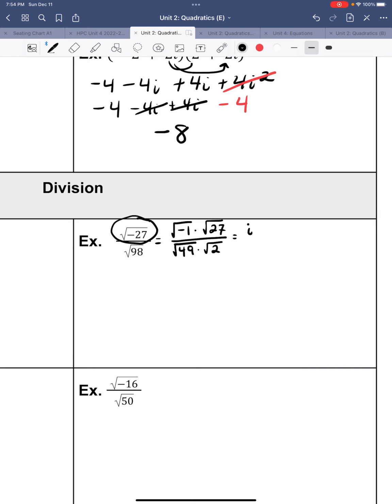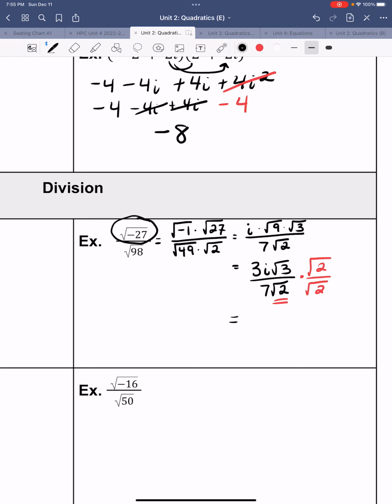We have i times the square root of 9 times the square root of 3, all over 7 root 2. And the square root of 9 is 3, so I have 3i root 3 all over 7 root 2. Now last year when you had something that looked like this, we did something called rationalizing the denominator, which was when we multiplied by root 2 over root 2 to get rid of this square root of 2 in your denominator. So we're going to do the same thing here.